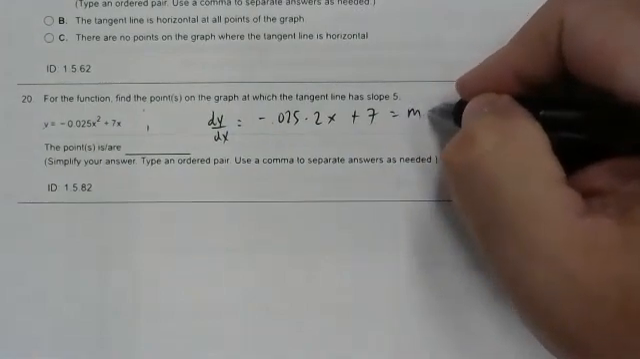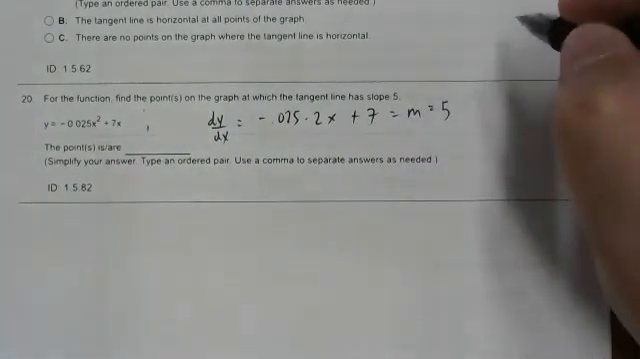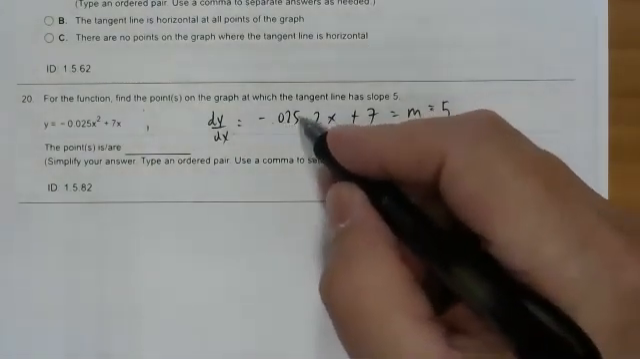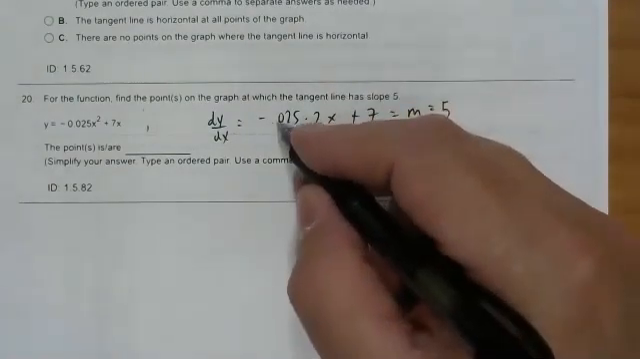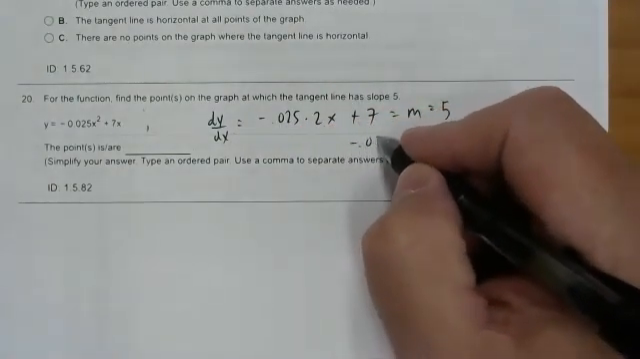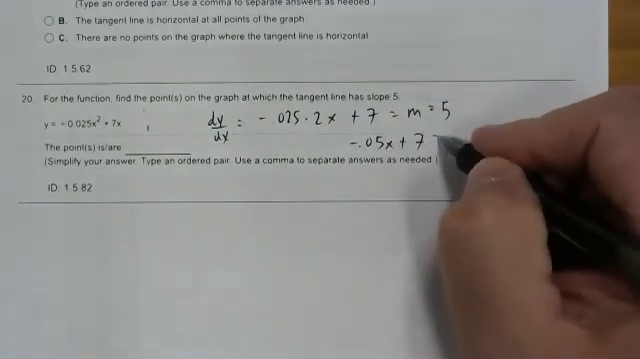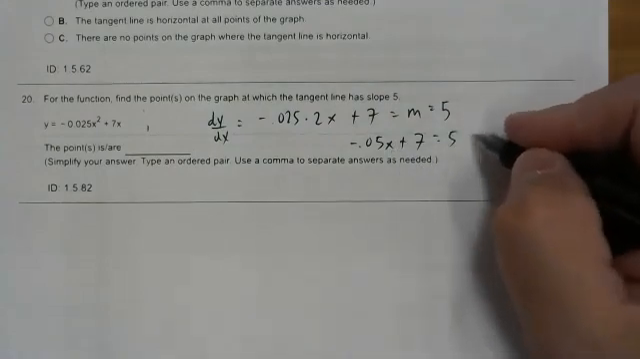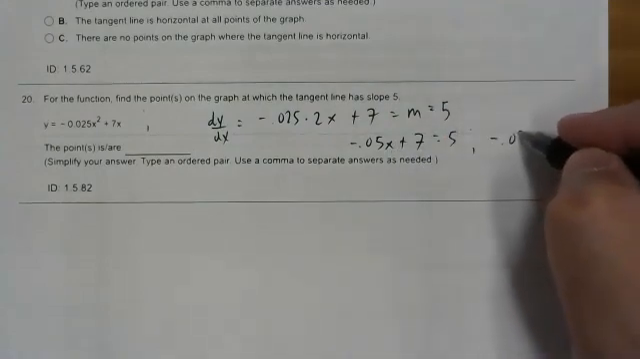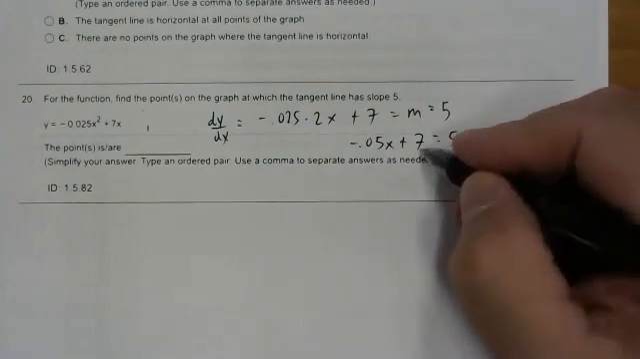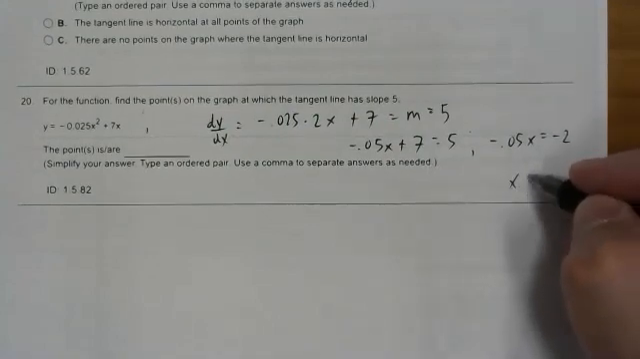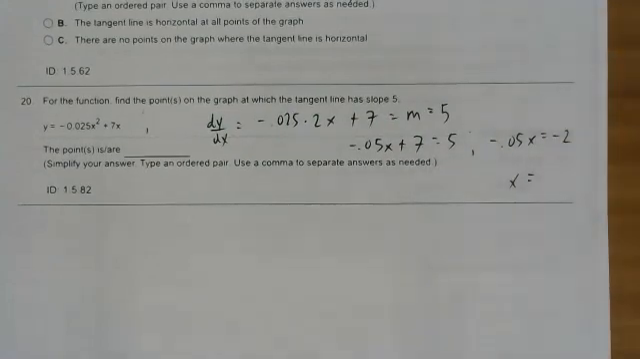So this, in a sense, is like the slope. We want to know where the slope equals 5. So if you multiply this out, negative 0.05x plus 7 equals 5. And we need to solve this thing for x. I subtract 7 from both sides, divide both sides by negative 0.05. I'm not going to trust myself to do this.